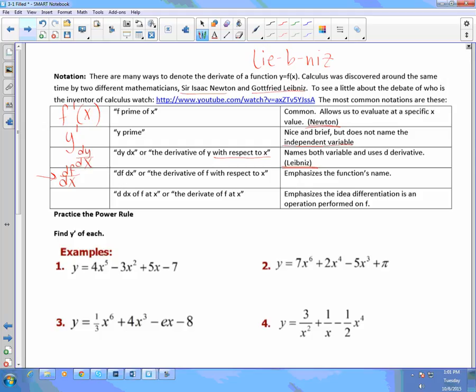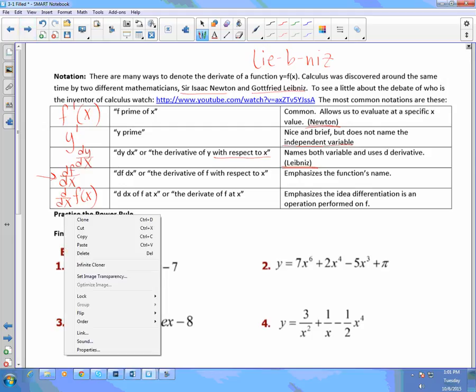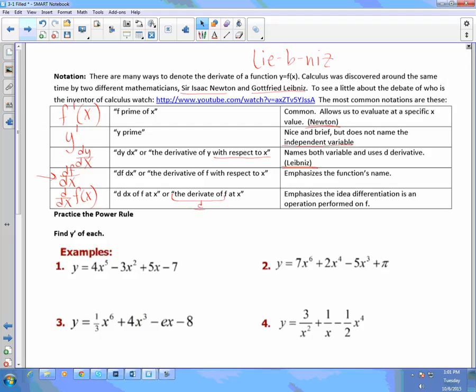And the last one here, this is also not as common, is d dx of f of x. d dx of f of x. d dx means you're taking the derivative of. d dx means the derivative of. That's the d dx.